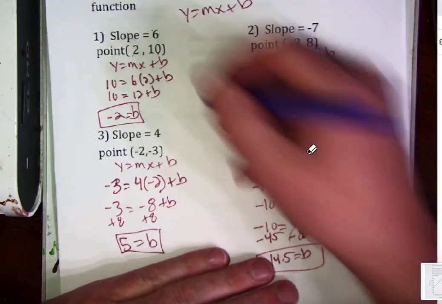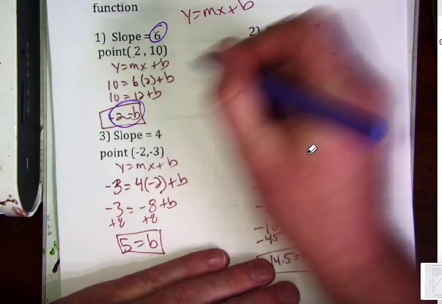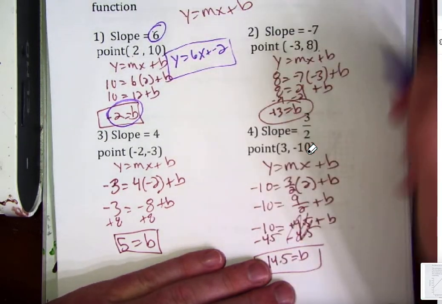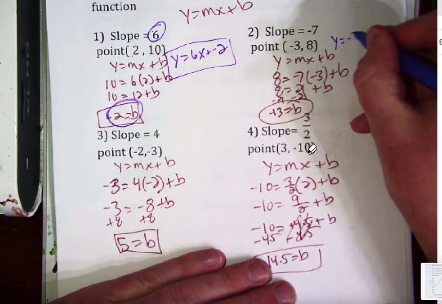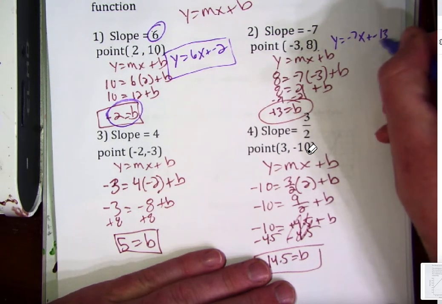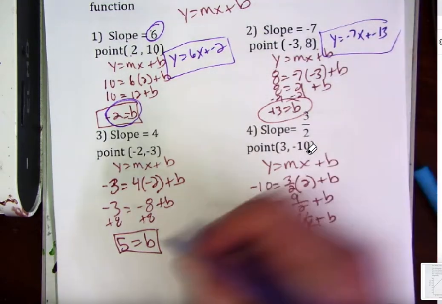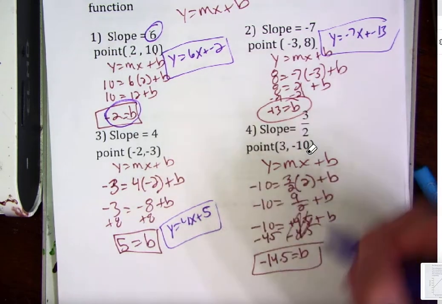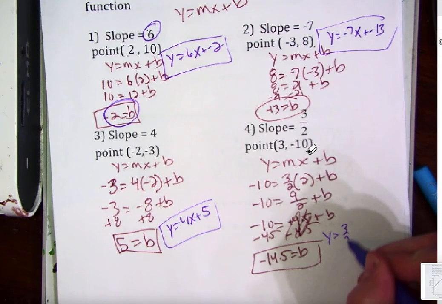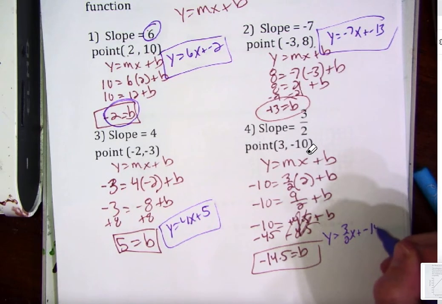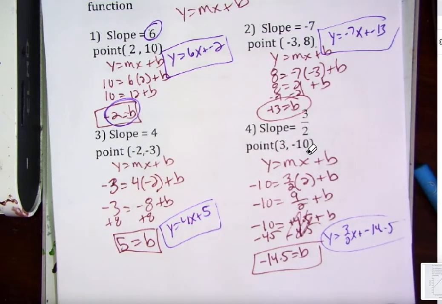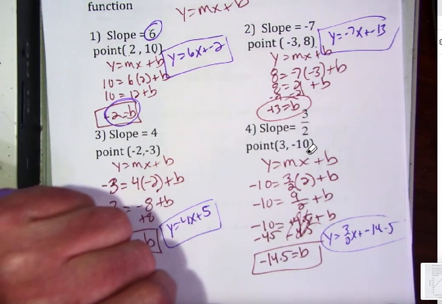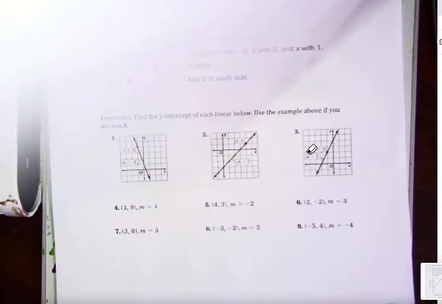And then again, I told you, you know the slope, you know b. We can write the equation. And we can write the equation for this one now. And this one. And finally, this one. Okay, and any of those plus negatives could also be subtraction, but I like to do plus negative, at least as we're learning this for the first time.